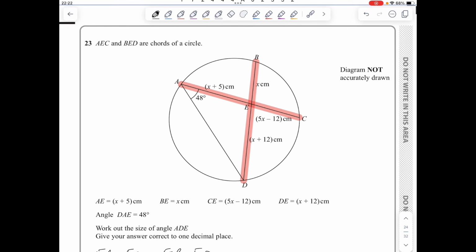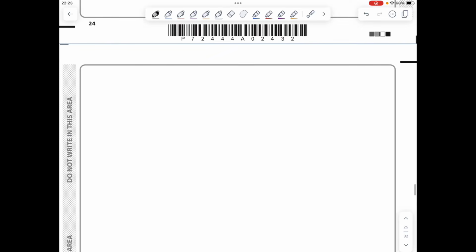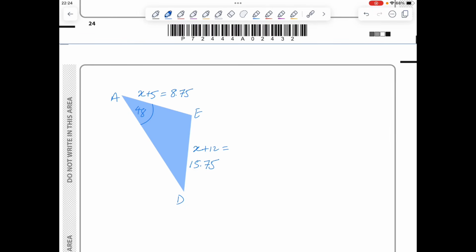Now to find the angle ADE, I'll need to use the sine rule with the following triangle. So let's extract this triangle and add all the details on. Now x plus 5, which is AE, using the 3.75 gives me 8.75, and the DE, which is x plus 12, comes out to be 15.75. So now let's use the sine rule.